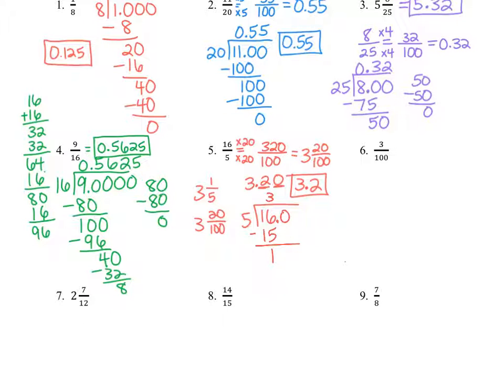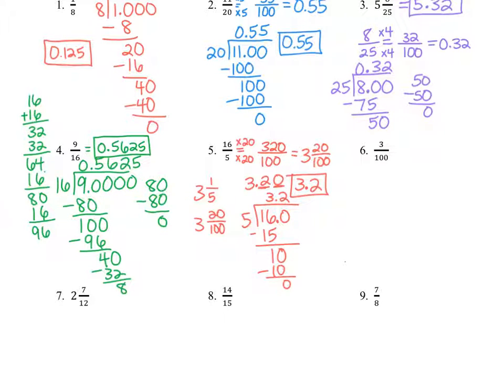Now I'm into the decimals. Bring down my 0. 5 goes into 10 twice. And it's 0, so I can stop. So 3.2. And again, we could have just done 1 divided by 5. So there's lots of different ways you can do number 5. But your final answer is 3.2.